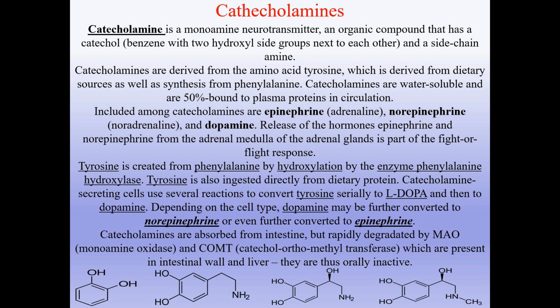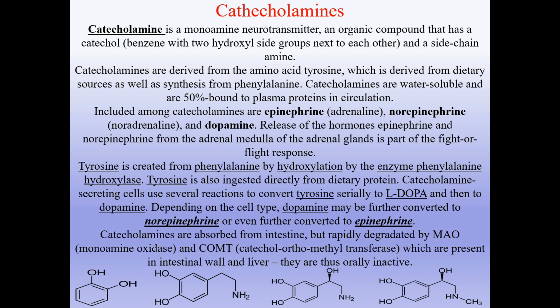Release of the hormones epinephrine and norepinephrine from the adrenal medulla of the adrenal glands is part of the fight or flight response. Tyrosine is created from phenylalanine by hydroxylation by the enzyme phenylalanine hydroxylase. Tyrosine is also ingested directly from dietary proteins. Catecholamine secreting cells use several reactions to convert tyrosine serially to L-DOPA and then to dopamine. Depending on the cell type, dopamine may be further converted to norepinephrine or even further converted to epinephrine.